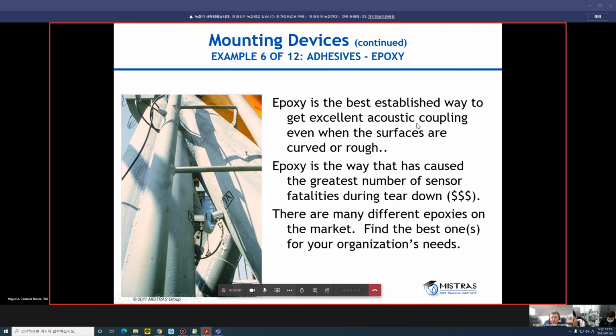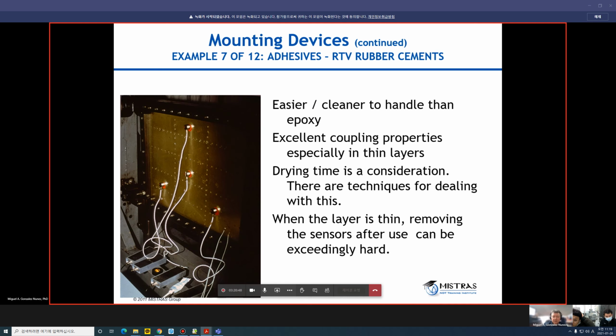The epoxy is the best established way to get excellent acoustic coupling, even when the surfaces are rough. However, because it's a semi-permanent mounting, this is the way that has caused the greatest number of sensor fatalities when you try to remove them. Because it adheres so strongly to the surface, sometimes at the moment of trying to remove the sensor you destroy it. However, there are many different epoxies on the market that can be suitable for specific applications.